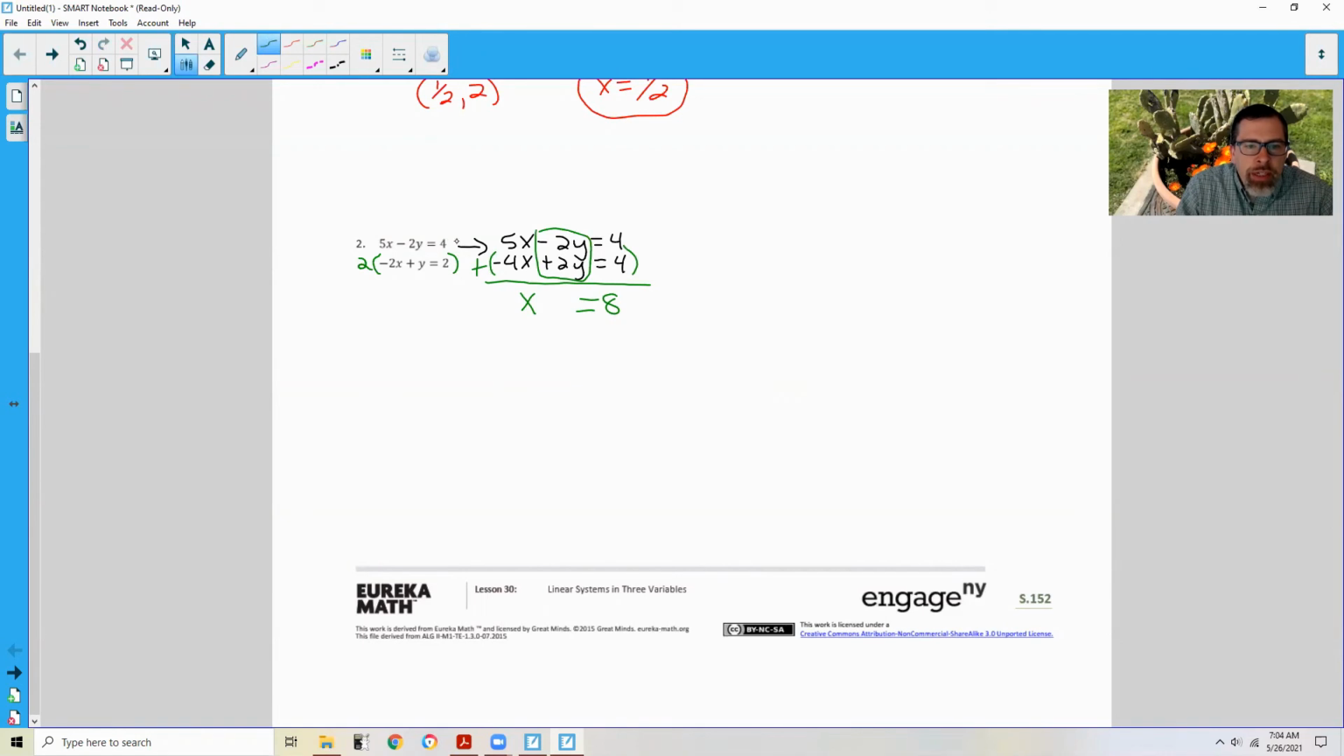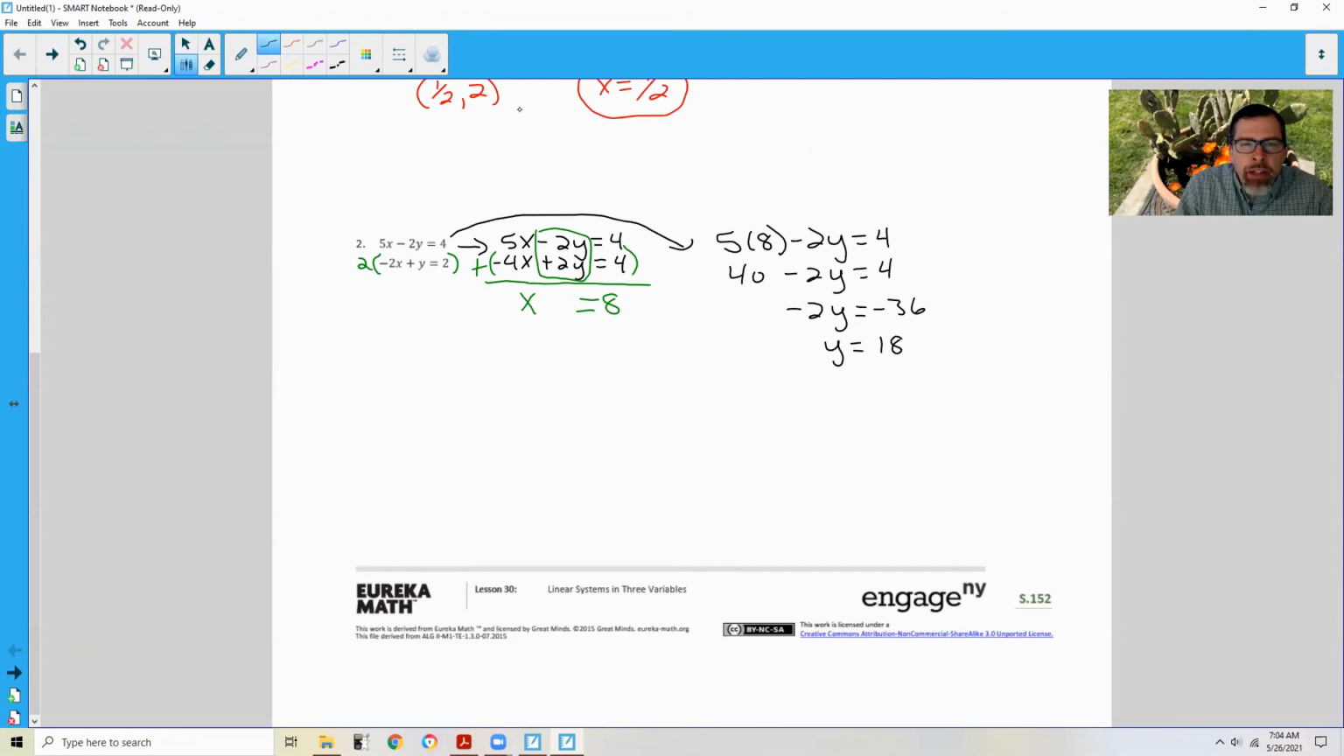Okay, I usually just take the first equation and use that. It doesn't matter. So 5x minus 2y equals 4. 40 minus 2y equals 4. And subtract 40 over to the other side, I get negative 2y equals negative 36. Divide both sides by negative 2, and I get y equals 18.